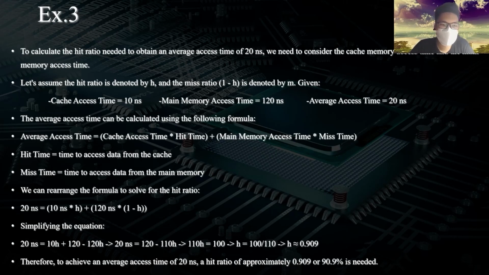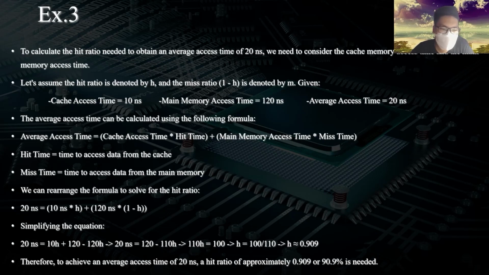Average access time equals cache access time multiplied by hit ratio plus main memory access time multiplied by miss ratio. Hit ratio relates to the time to access data from the cache. Miss ratio relates to the time to access data from the main memory. We can rearrange the formula to solve for the hit ratio.